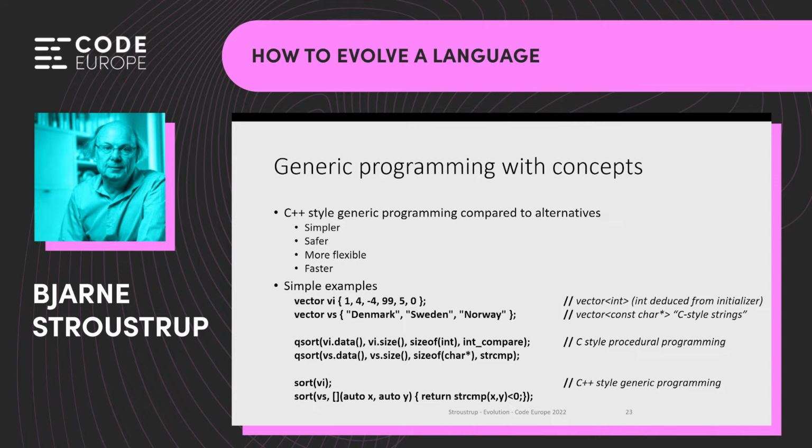So basically, the C++ style of generic programming is simple, safe, flexible, and faster than most alternatives I know of. So you have a simple example here. There's a vector of integers. It becomes vector of int. We deduce the type. Here's a vector of C-style strings initialized there. This one has 1, 2, 3, 4, 5, 6 elements. This one has 3. And we can start using them. One of the things that I've always been concerned about is that you can move from older styles of programming to newer styles of programming, so it still works.